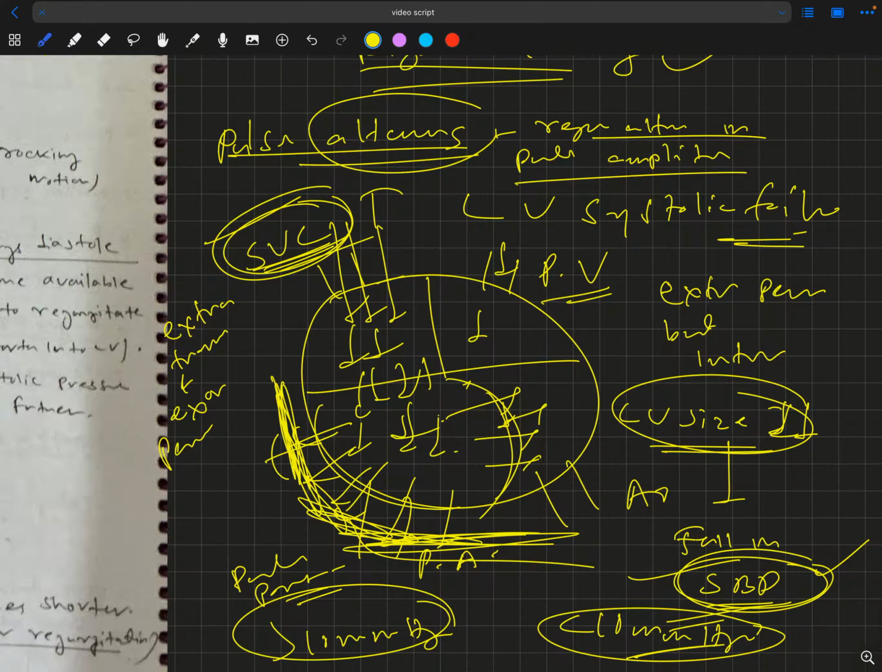So the most common cause is COPD, the most common cardiac cause is cardiac tamponade, other causes are constrictive pericarditis. So SBP falls by more than 10 mm of Hg. This is called pulsus paradoxus.